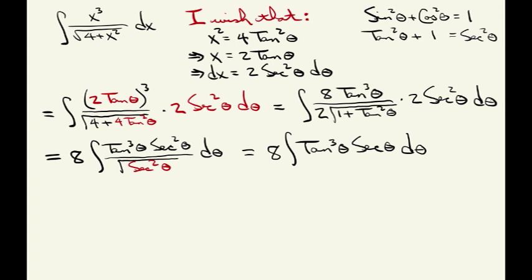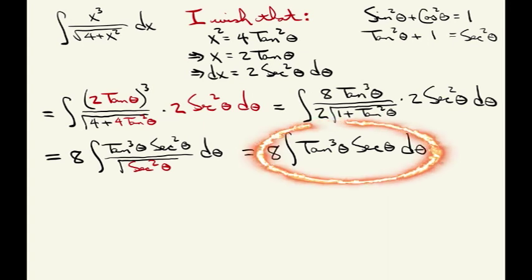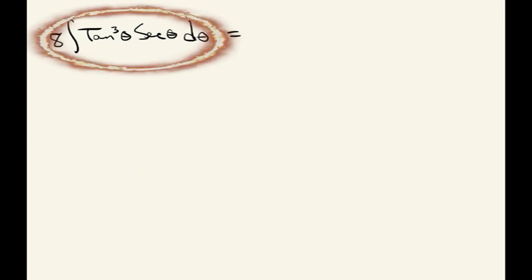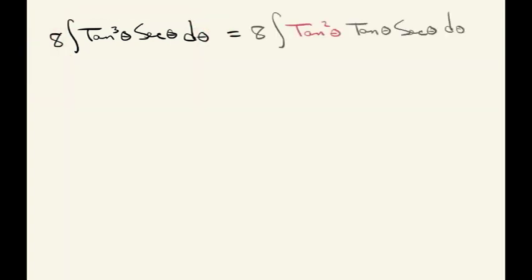We have now successfully written our original integral in terms of x as a brand new integral in terms of theta. It is now our task to see if we can find a way to evaluate our new integral. In order to evaluate 8 times the integral of tan cubed theta secant theta d theta, we can begin by writing tan cubed theta as tan squared theta times tan theta.